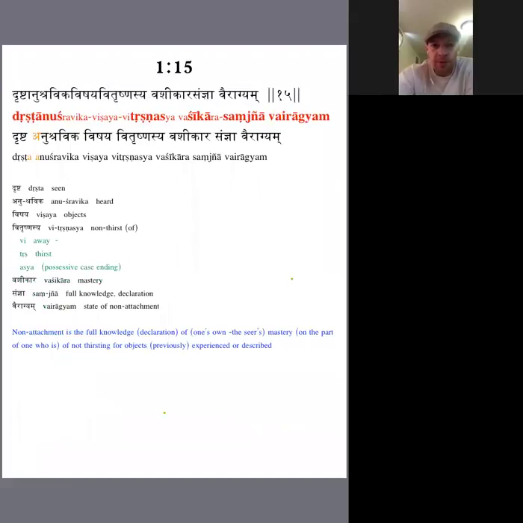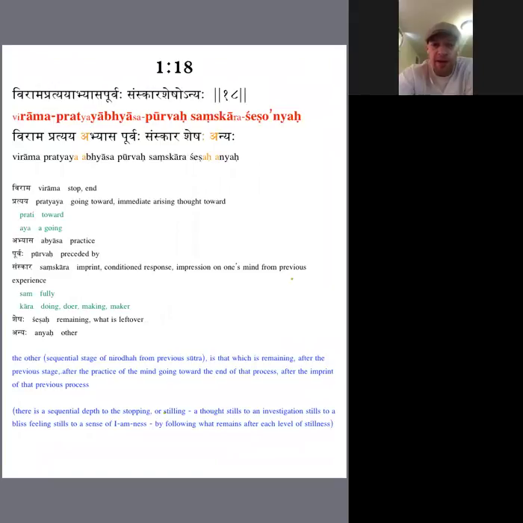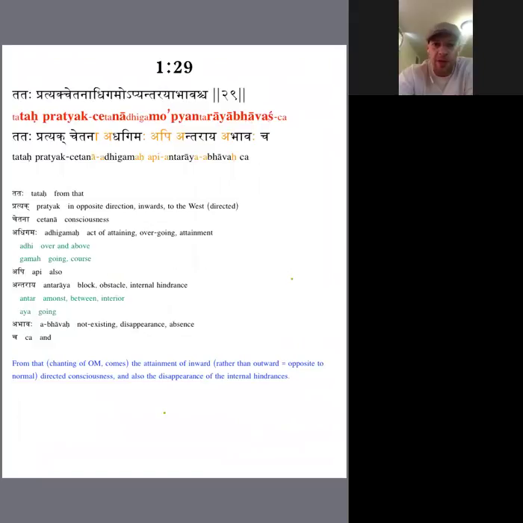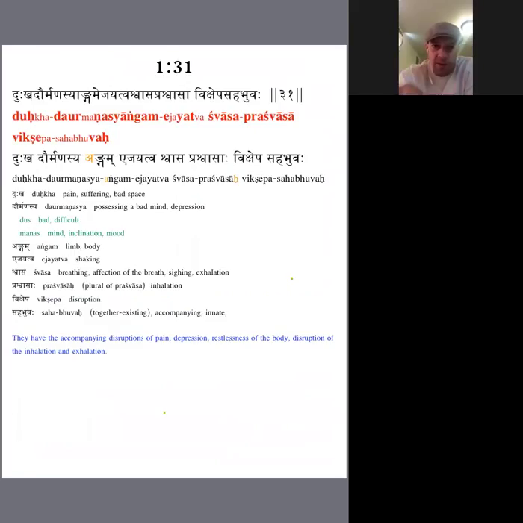I'm going to flip forward and we're looking at the blocks to the path. Feel free to interject at any time. The next sutra describes what happens from the blocks. And it goes, Duhkha daurmanasyangamejayatva shvasa prashvasa vikshepa sahabhuvah.